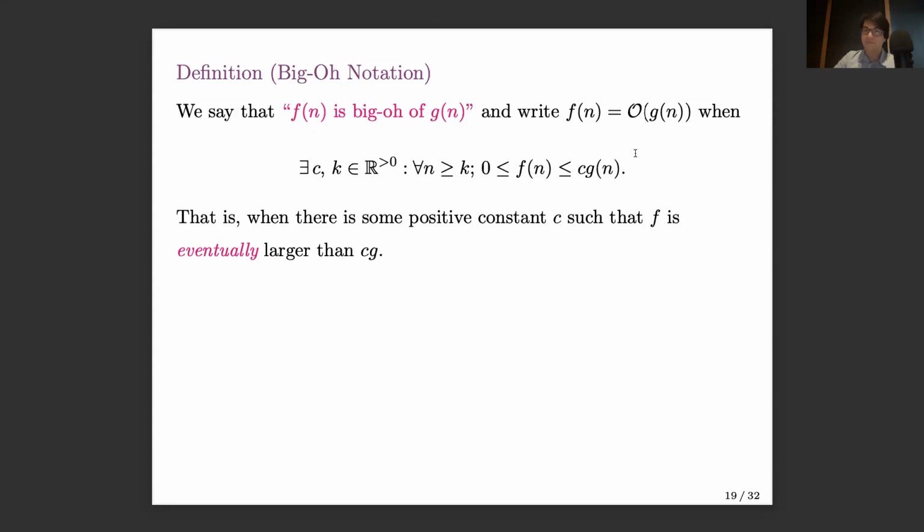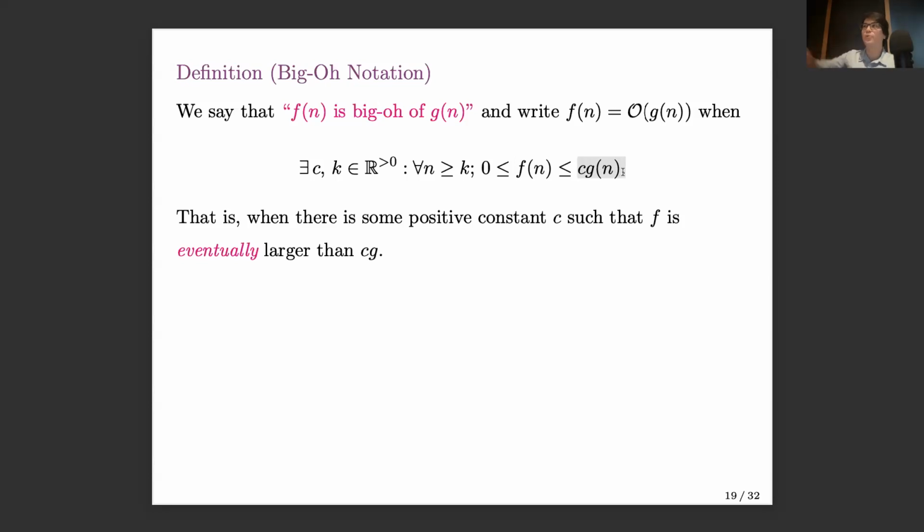When there is some constant c and some real positive constant k, such that for every n larger than k, f of n is positive and less than or equal to c times g of n. All this means is that if f of n is a curve and g of n is a curve, then c g of n is eventually always larger than f of n.